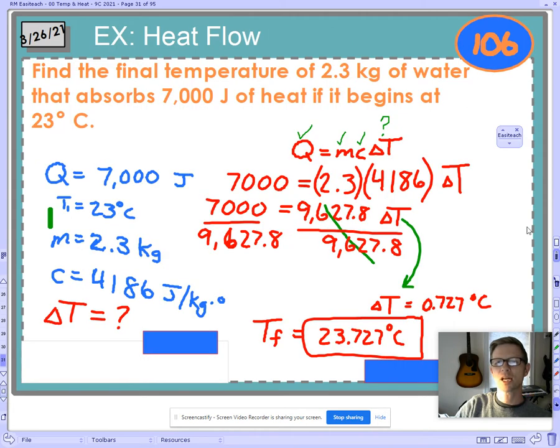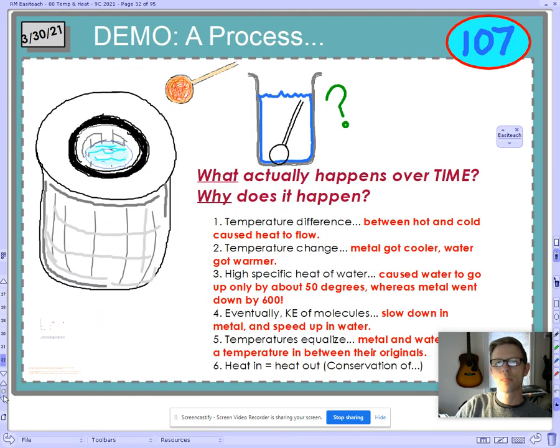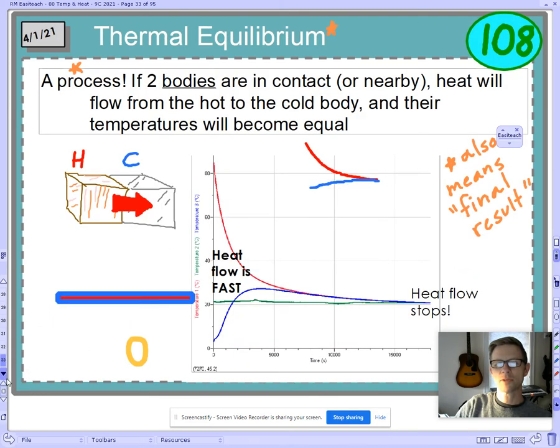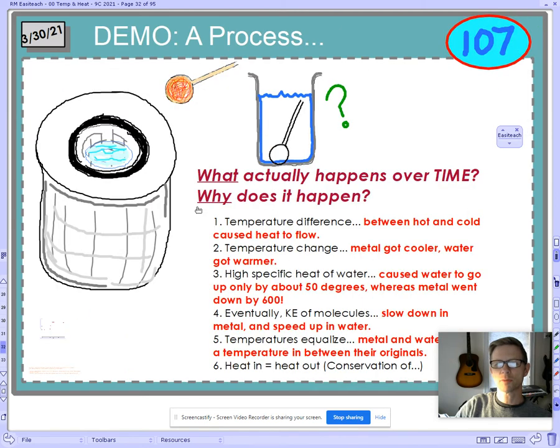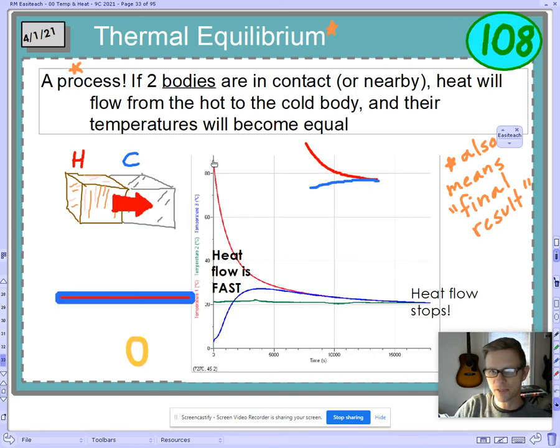Let's see. This is the kind of example. Look at 106 again. People struggled with that. Now, let's talk about this thermal equilibrium process. Remember, there's a temperature difference in the beginning. I'm going to talk about temperature and specific heat and everything.